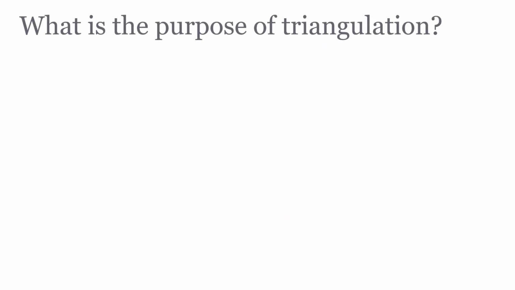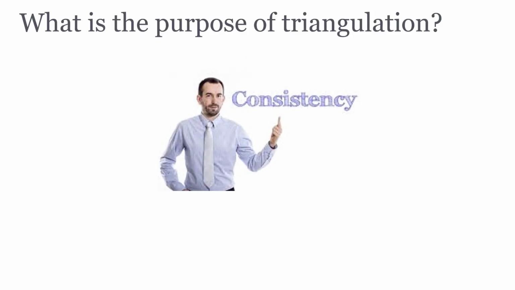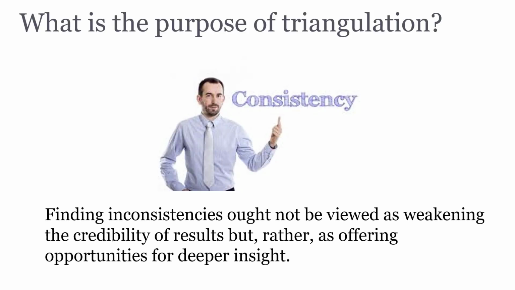However, according to Patton, the main purpose of triangulation is not to demonstrate that different data sources or inquiry approaches yield essentially the same result. Instead, the main purpose is to check the consistency of the findings from different data sources or inquiry approaches. Finding inconsistencies are not to be viewed as weakening the credibility of results, but rather as offering opportunities for deeper insight between inquiry approach and the phenomenon under study.